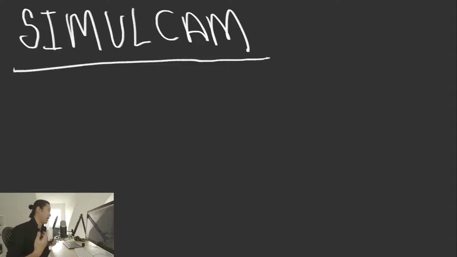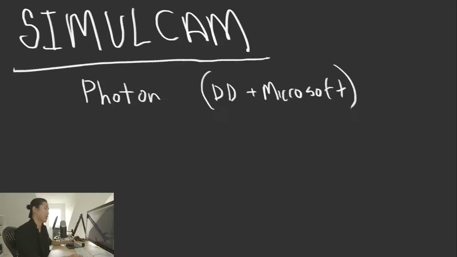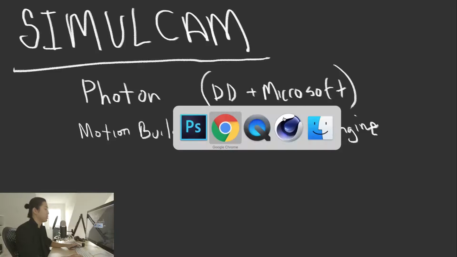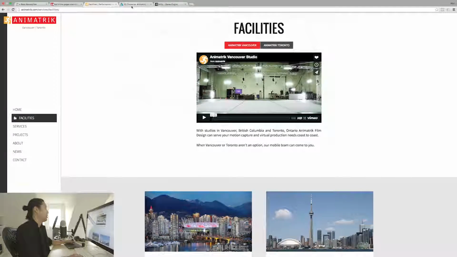It's happening multiple times. So Simulcam is putting a CG camera on top of a virtual camera. And the system that they use, there's several. The one they use is called Photon, and I guess Digital Domain and Microsoft put it together. It's a combination of technologies with traditional MotionBuilder, which is for motion capture, and the Unity game engine. And I just wanted to quickly show you guys what that is. So you can look it up.